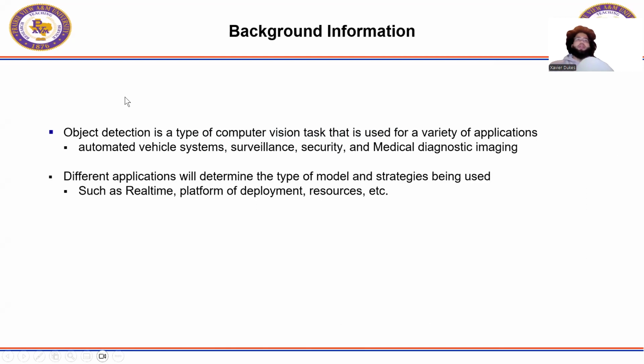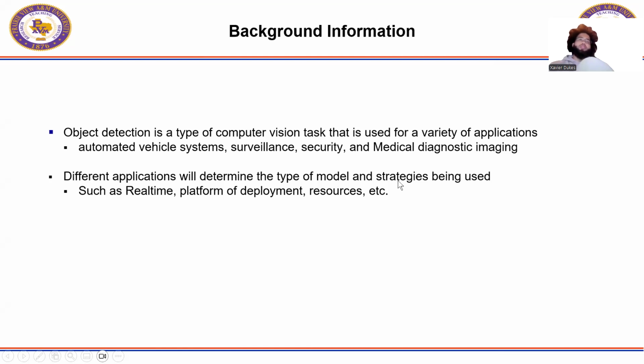So some background information: object detection is a type of computer vision task that is used in a variety of applications, including automated vehicle systems, automated driving, surveillance, security, and medical diagnostic imaging. A famous one is during the COVID-19 epidemic, scanning X-ray images of the chest to diagnose patients with COVID, although they could be symptomatic, which was kind of cool.